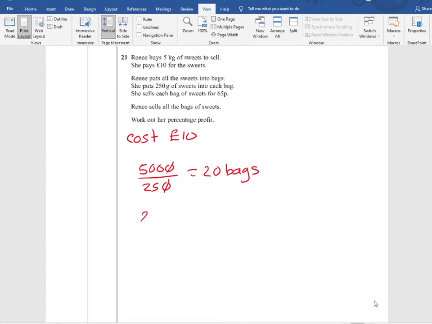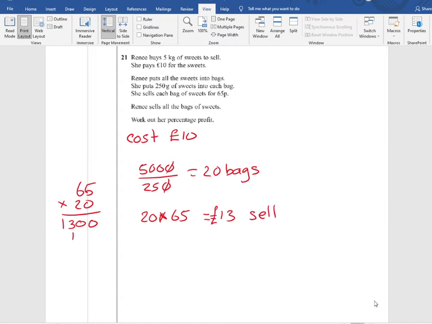So you've got 20 times 65p. Ooh, right. So let's go over here. 65 times 20. 0, 2 5s are 10. 2 6s are 12, 13. So that equals 1300 pence, so it's £13. So that is to sell.